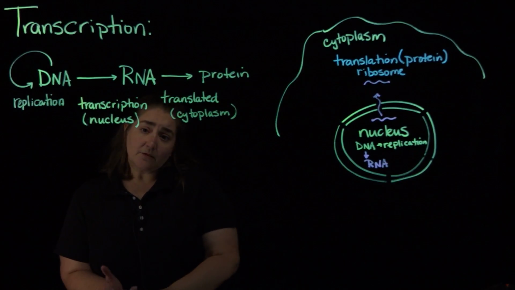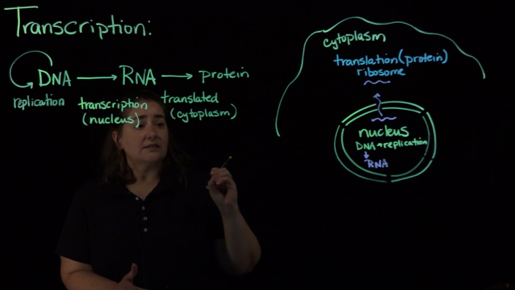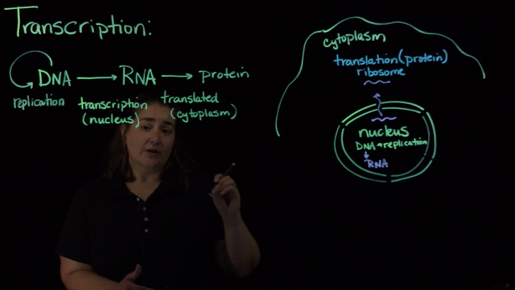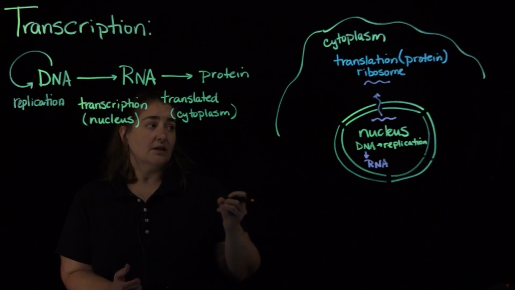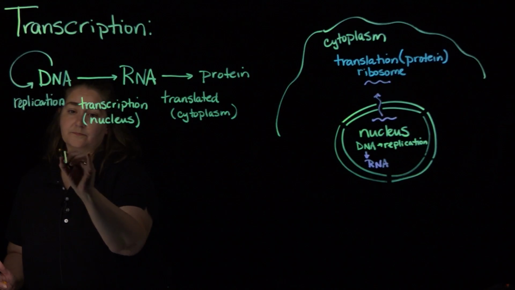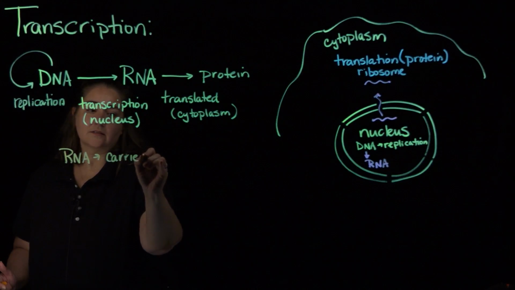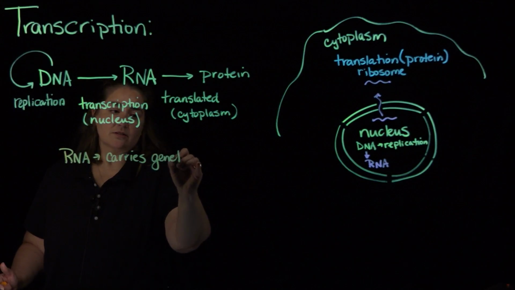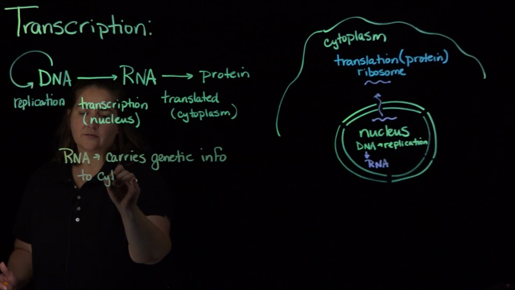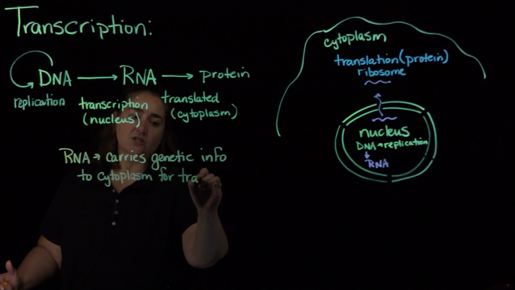So RNA really represents a unique intermediary and is the way that the cell deals with having partitioned off its DNA inside a membranous organelle inside of the cell. So that RNA then is going to be what carries the genetic information to the cytoplasm for translation to happen.